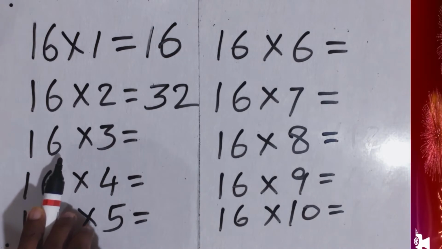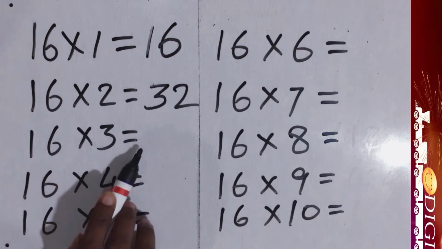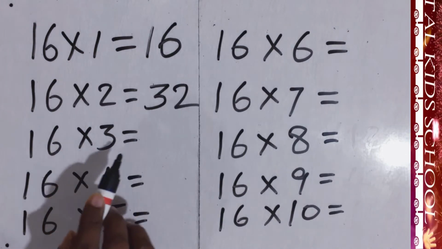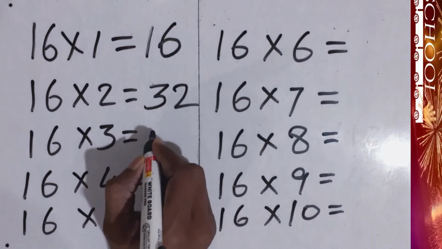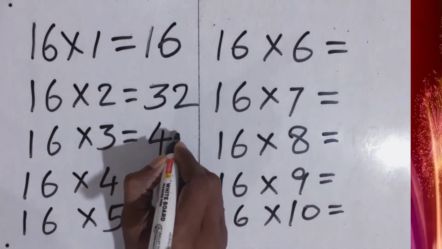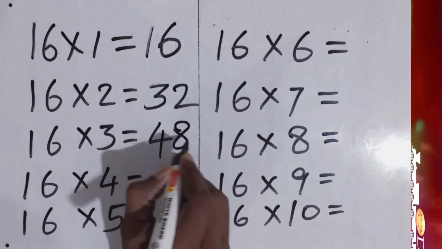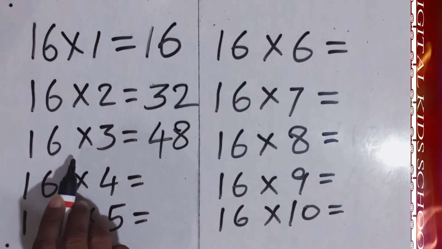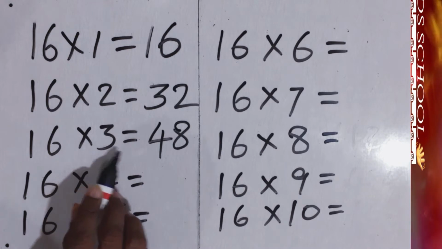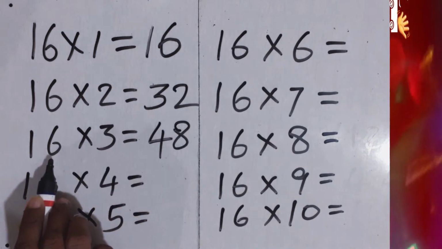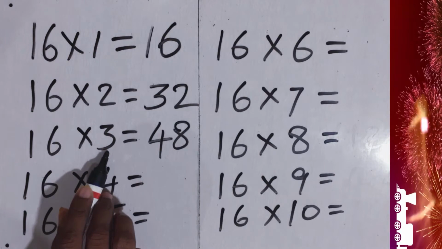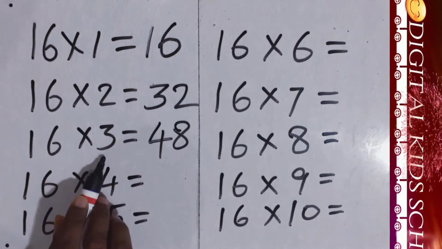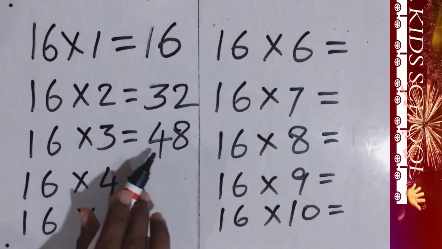Now tell me the answer. What is 16 into 3? Write the answer here. 16 into 3 is equal to 48. 16 3 is 48. 16 multiplied by 3 is equal to 48. 3 times 16, 48.